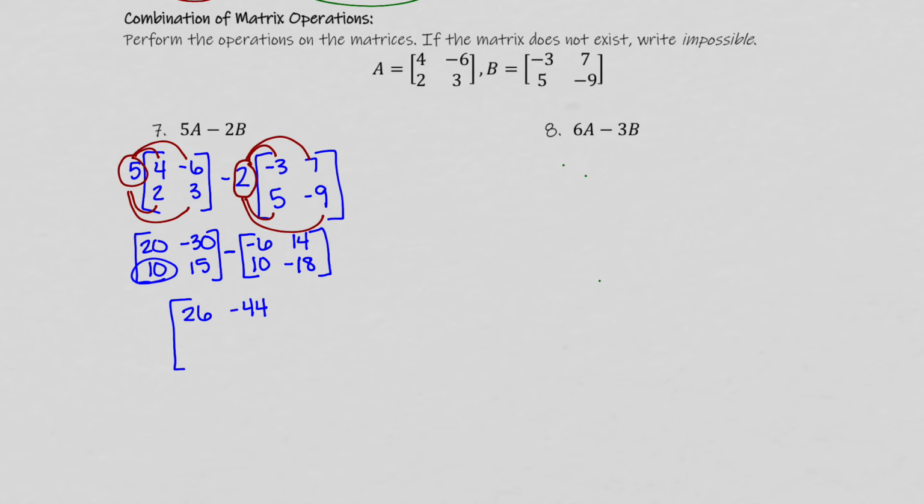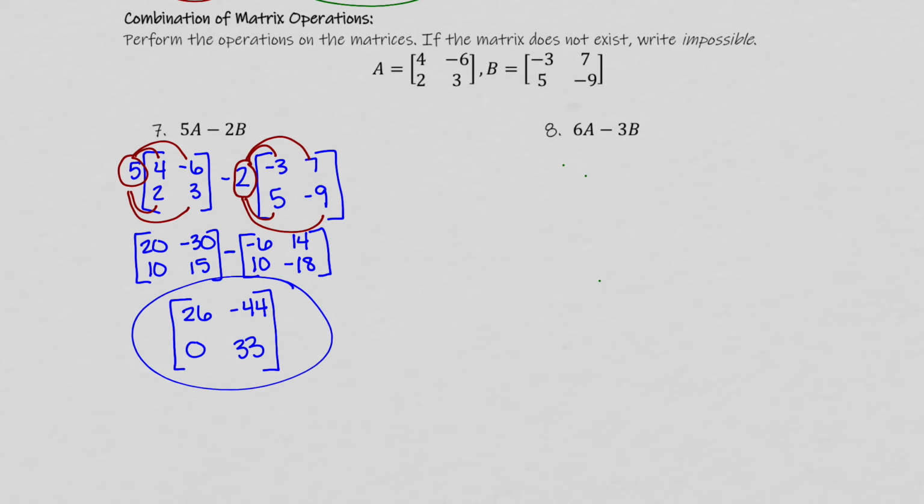Then I have a 10 minus 10 is 0. And I have a 15 minus negative 18. So that really makes 15 plus 18, and that's 33. Write it out if you need to, showing the minus, negatives, and all that, because that is where I see the most mistakes is in subtraction problems.